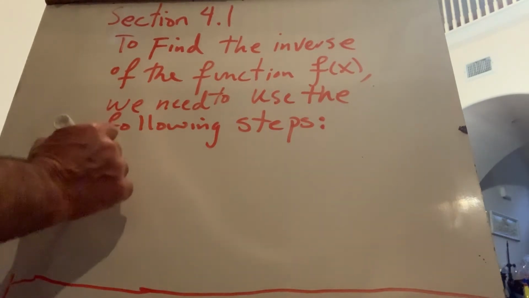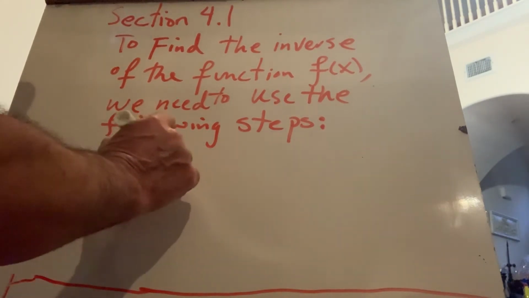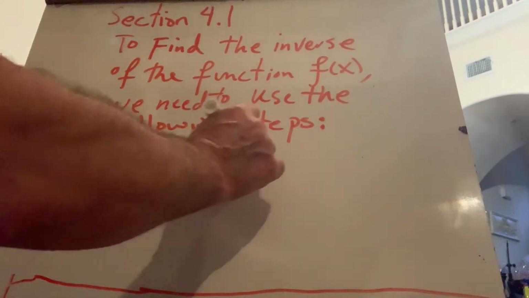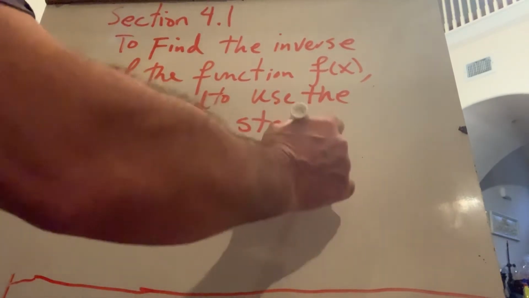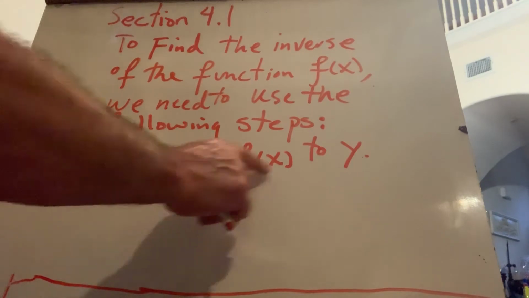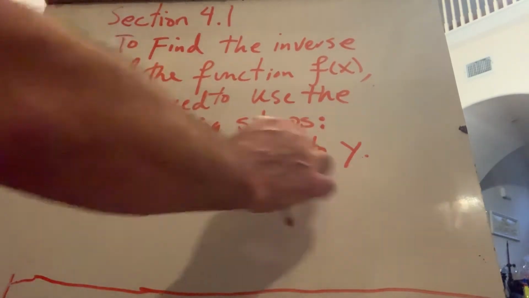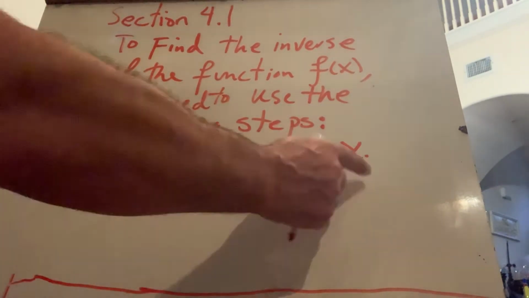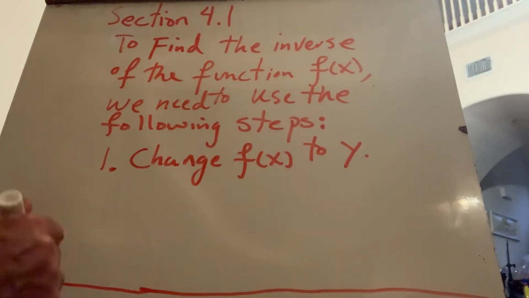So step 1, you have to change f of x to y. Anytime somebody gives you a function f of x and you want to find its inverse, the first step is to change f of x to y, which, as you know by now, always represent the same thing anyway. But this time you physically have to interchange them.